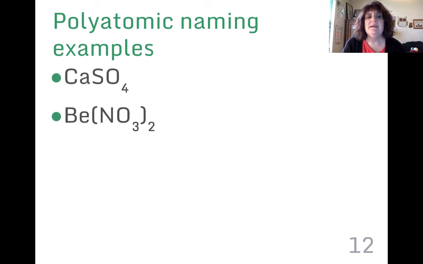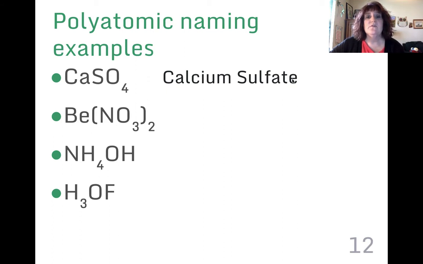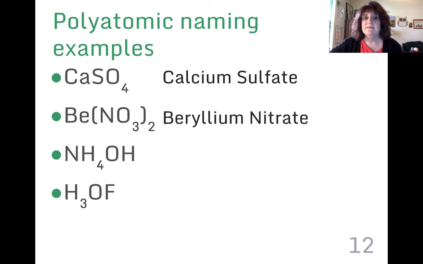CaSO4, Be(NO3)2, NH4OH, and H3OF. Well, CaSO4, there are no parentheses, so hopefully you have your polyatomic sheet and you can identify that SO4 is your polyatomic. So its name should be calcium, the first name, and sulfate, the last name. The next one, it's got parentheses, so we know where our polyatomic is. Be is beryllium, and NO3 is nitrate.